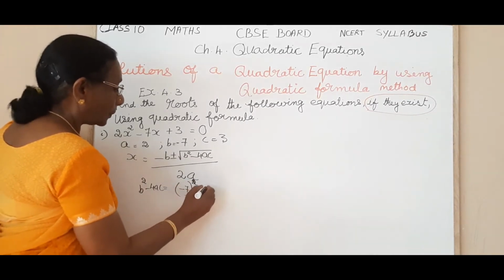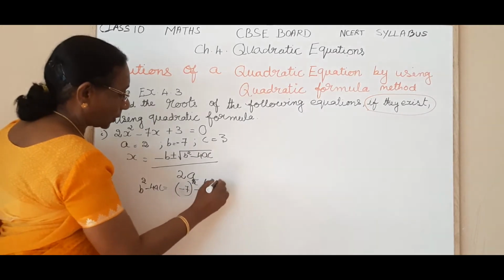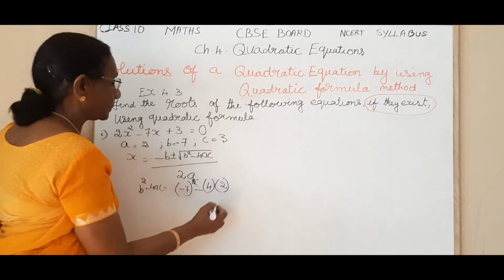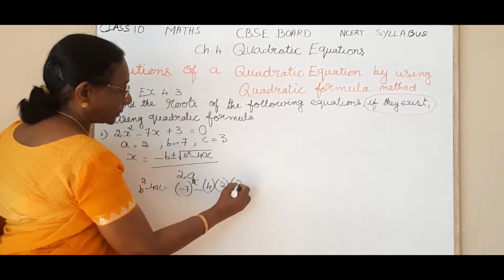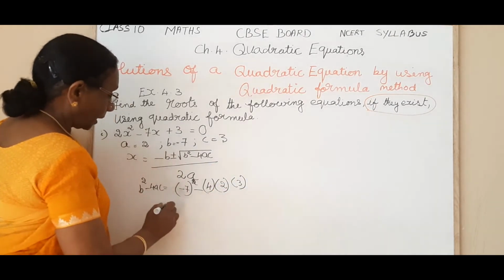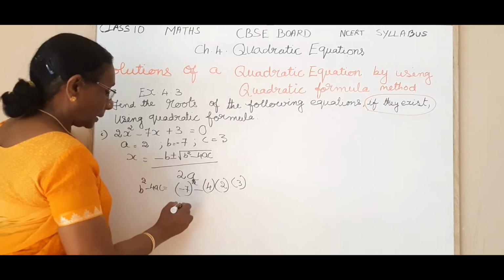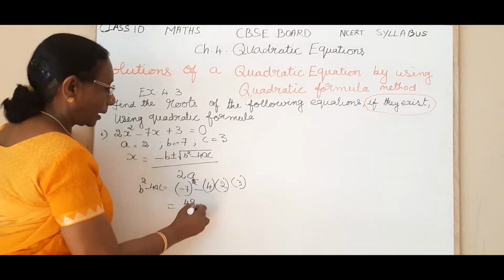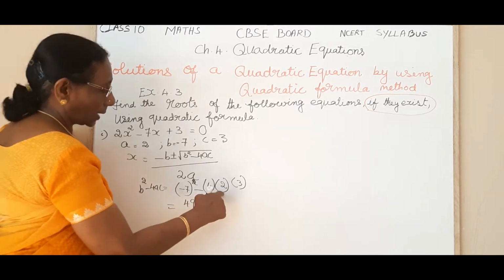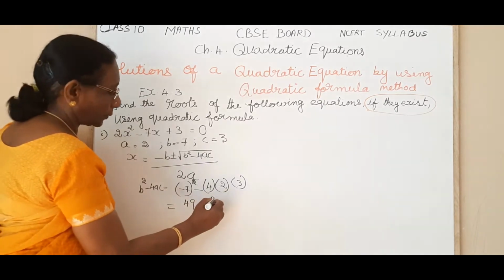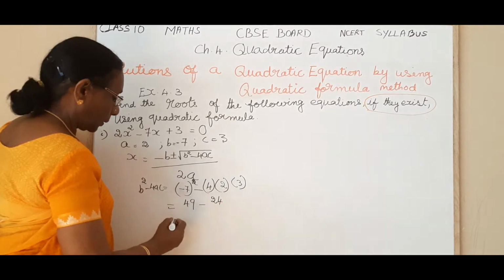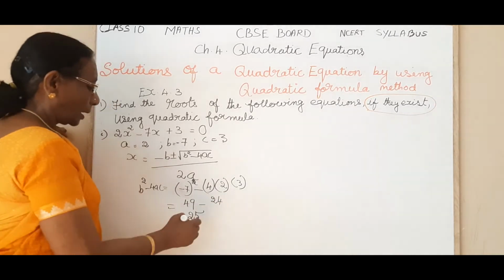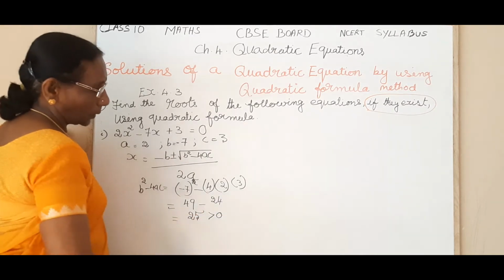b squared minus 4 into a, what is a? 2. Into c, what is c? 3. So b squared is what? Minus 7 into minus 7, 49. Minus 4 2s are 8, 8 3s are 24. What do you get? 25. It is greater than 0.